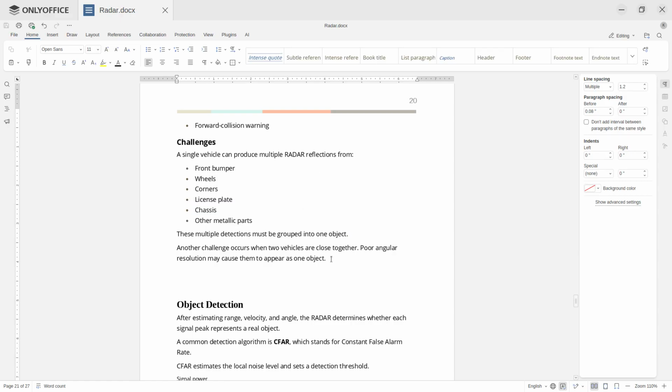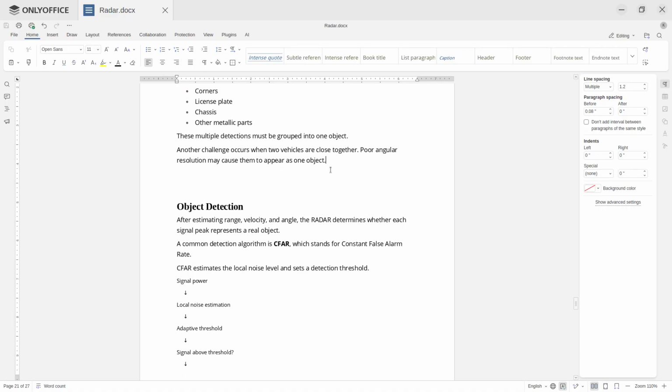Another challenge occurs when two vehicles are close together. Poor angular resolution may cause them to appear as one object.